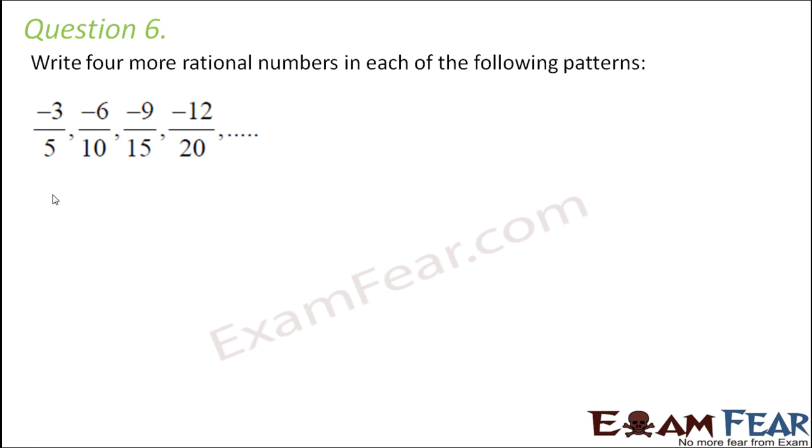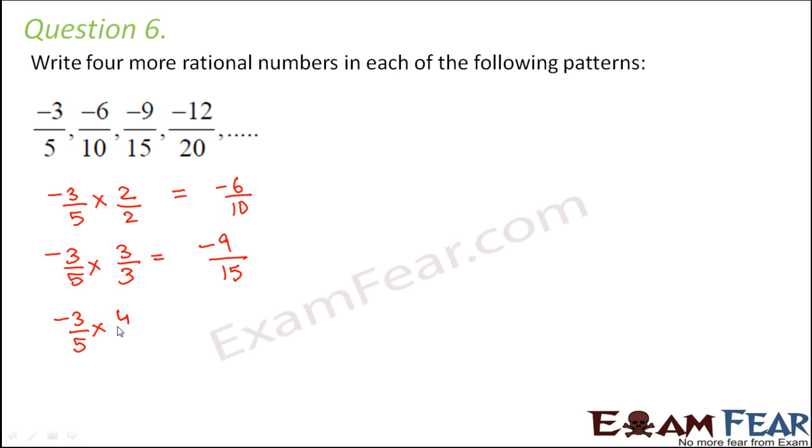If you look at it carefully, this is your first number. If you multiply both the numerator and the denominator by 2, you get minus 6 by 10, which is your second number. Now, if you multiply minus 3 by 5, both numerator and denominator, by 3, you get minus 9 by 15, which is the third number. Similarly, if you multiply the numerator and denominator by 4, you get minus 12 by 20, which is the fourth number. So basically, this series is increasing by multiplying minus 3 by 5 with 2, 3 and 4 respectively.